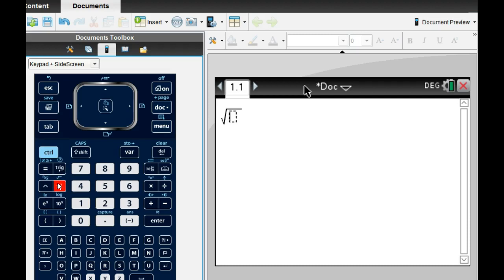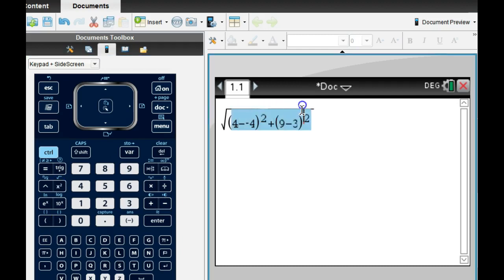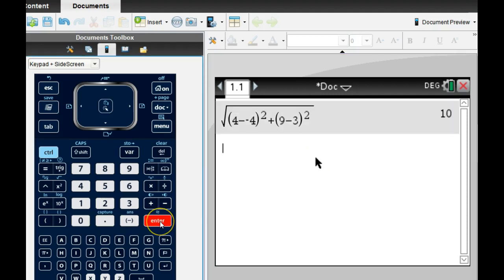And then you need a parentheses, 4 minus sign, negative sign, 4, parentheses squared. At this point, do not press right. Don't ever press right. Just hit the plus sign, hit the parentheses, 9 minus 3 parentheses squared. The square root symbol should go all the way across, all the way to right there. Cool. Now, once you type it in one step, hit enter and you're done.